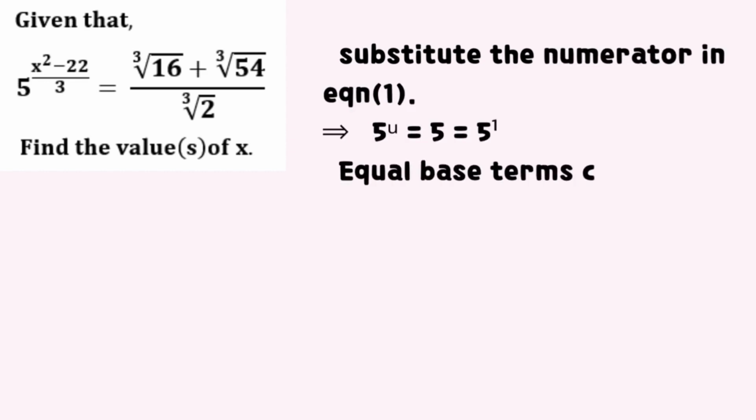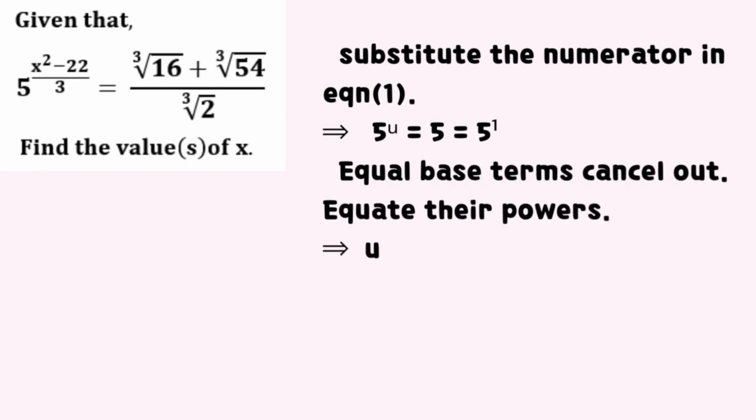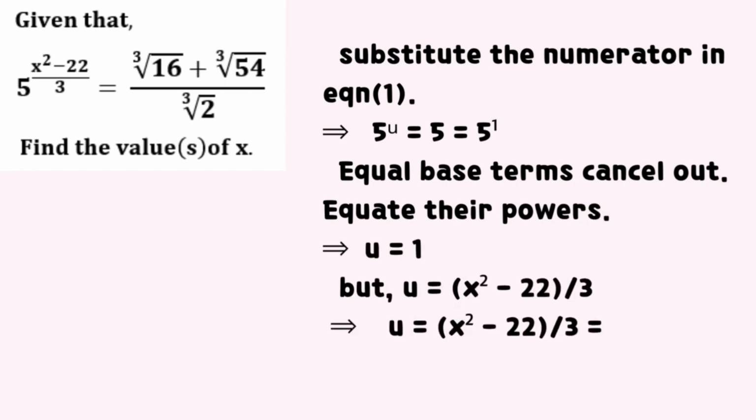It follows that 5 to the power of u equals to 5, which equals to 5 to the power of 1. Equal base terms cancel out. Equate their powers. Hence, u equals 1. But u equals the square of x minus 22 all divided by 3. This implies that u equals the square of x minus 22 all divided by 3, which equals to 1.